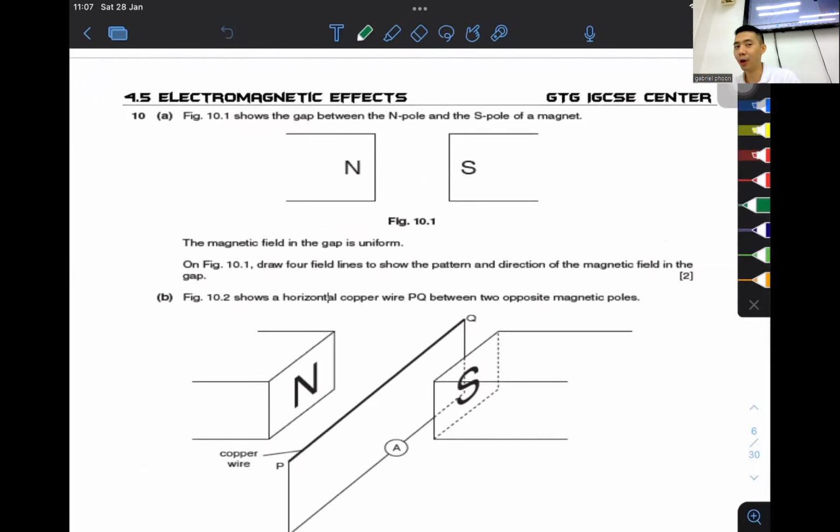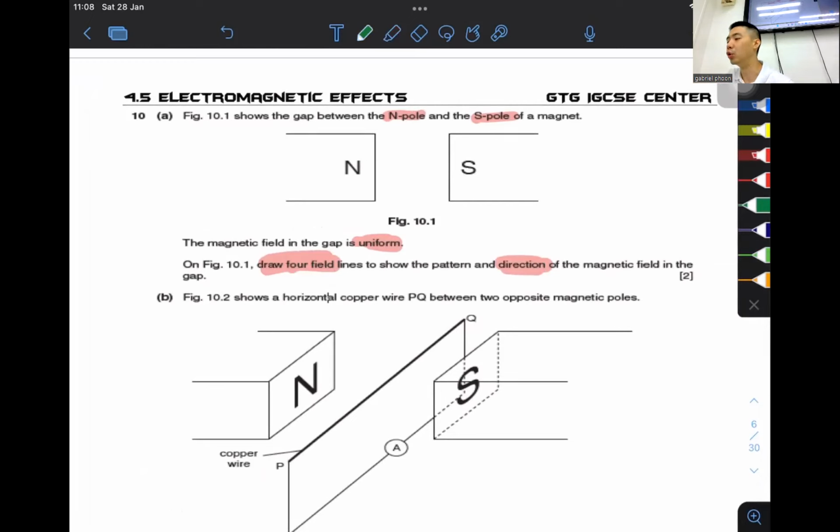Okay, everyone, if you look at this question here, it's a very simple one, right? Basically, they said figure 10.1 shows the gap between the N pole and the S pole, the magnetic field is uniform. On figure 10.1, draw 4 lines to show the pattern of the magnetic field and the direction of the magnetic field in the gap, right? So if they only ask you to draw 4, you just draw 4.